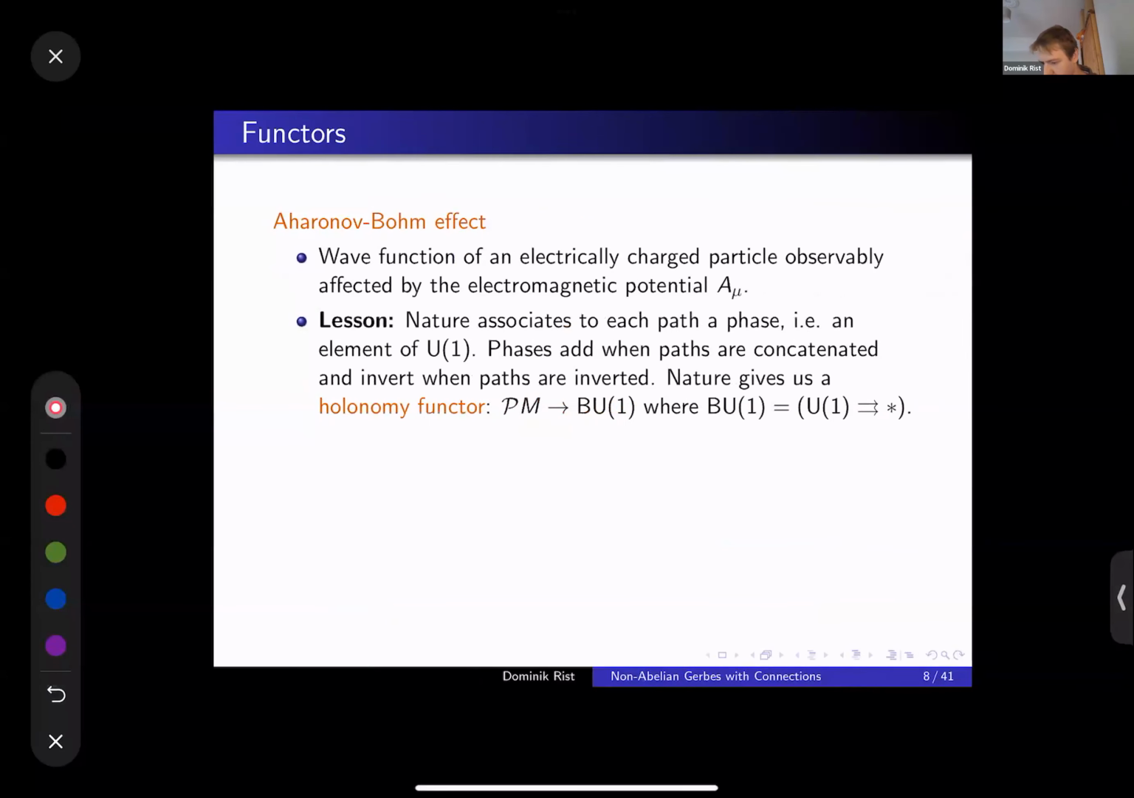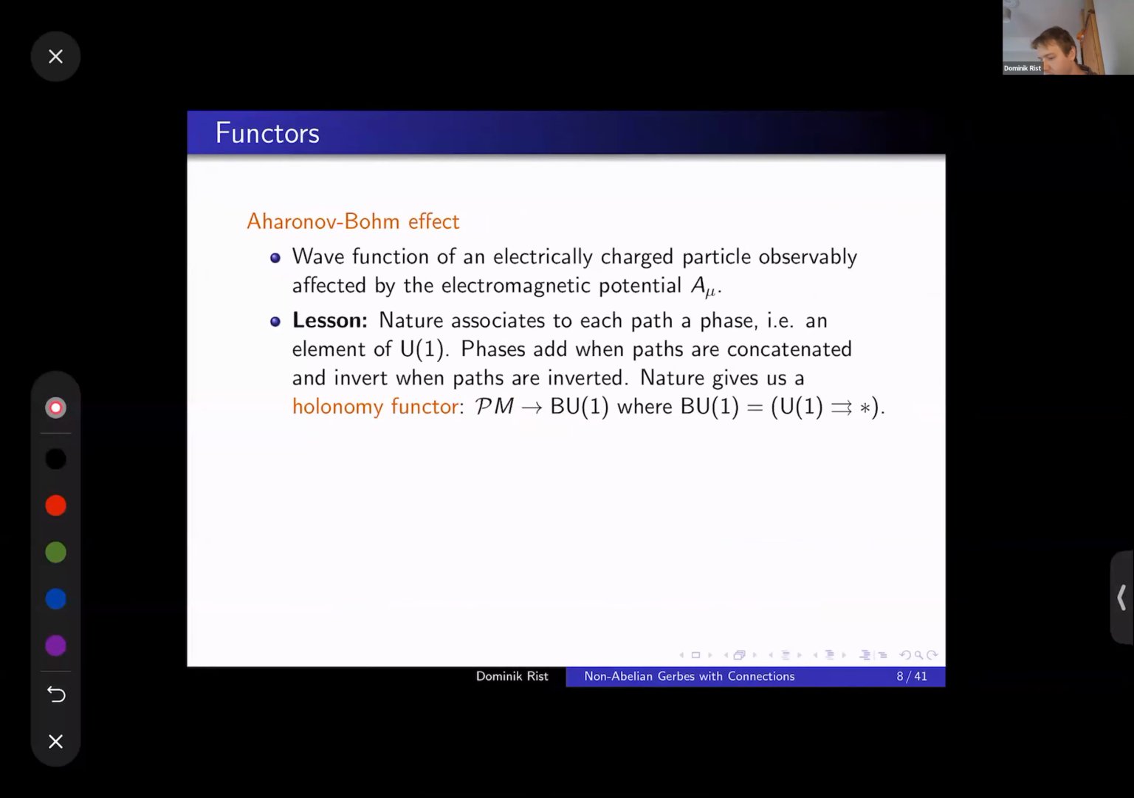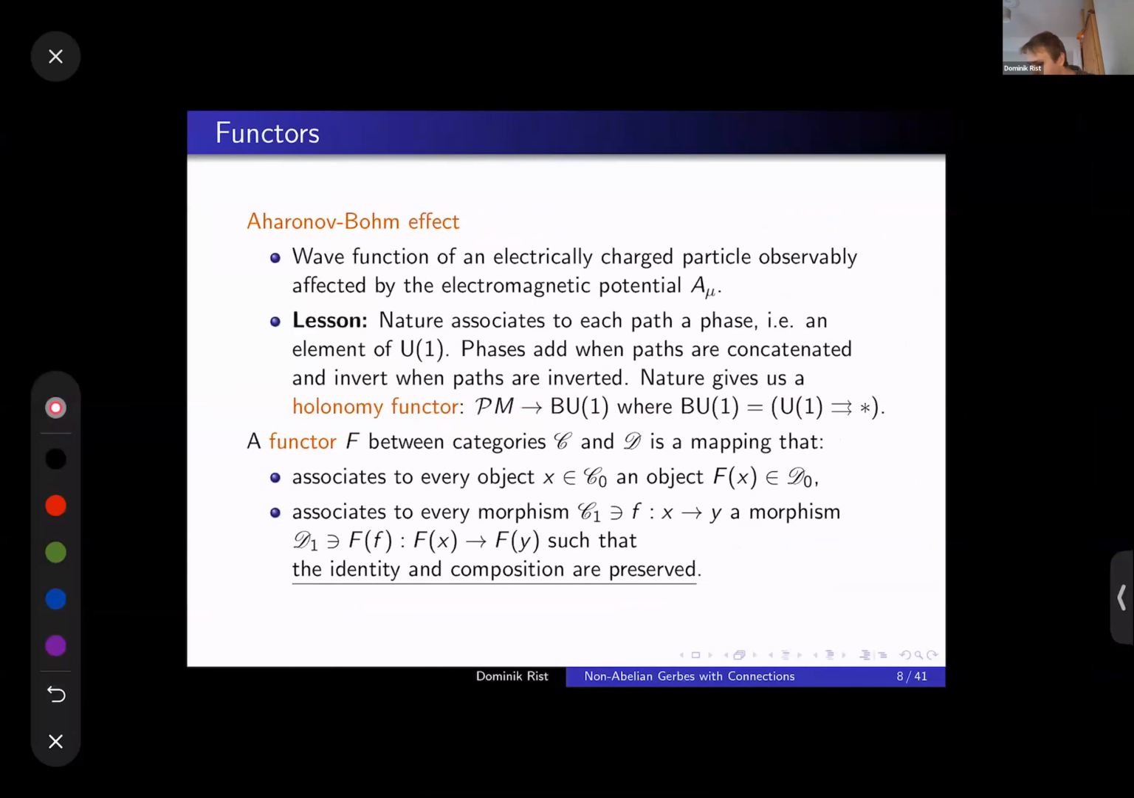So this is another example. And now, functors. That's basically a lesson from nature called the Aharonov-Bohm effect, that we should care about category theory and functors. So what is the Aharonov-Bohm effect? It basically just means that the wave function of an electrically charged particle is observably affected by the electromagnetic potential.